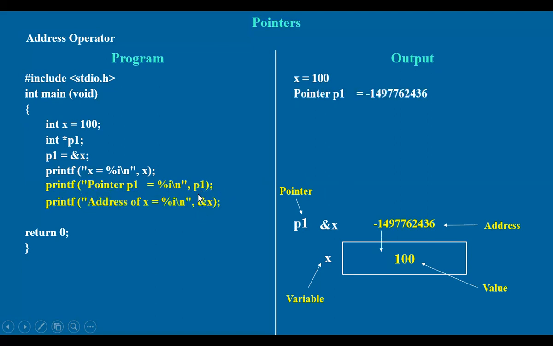Okay, now let's display this one by taking the p1 as well as ampersand x. I want to display the pointer p1, or the address of x, like this. Both are the same, both mean the same, and they give the same output here, because this p1 is nothing but the address of the variable x, or this ampersand x is nothing but the address of x. So both are the same. Absolutely, there is no difference. So p1 or ampersand x refer to this particular address.